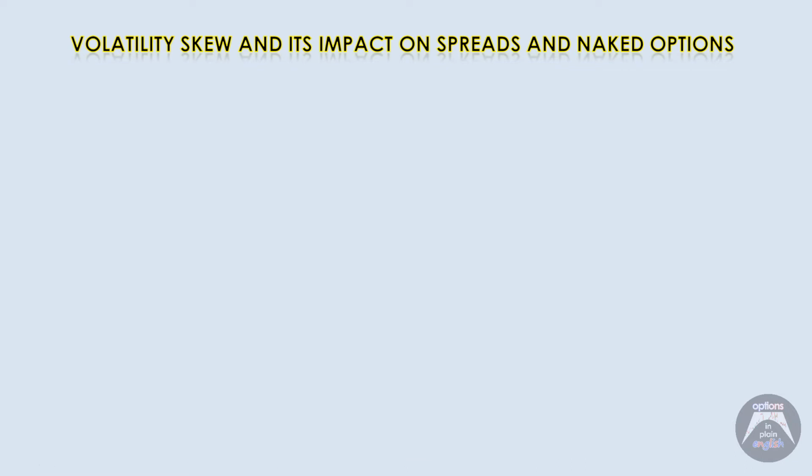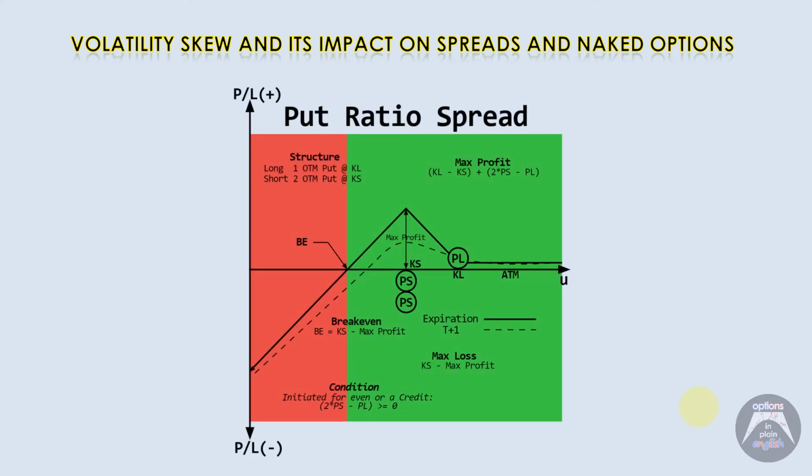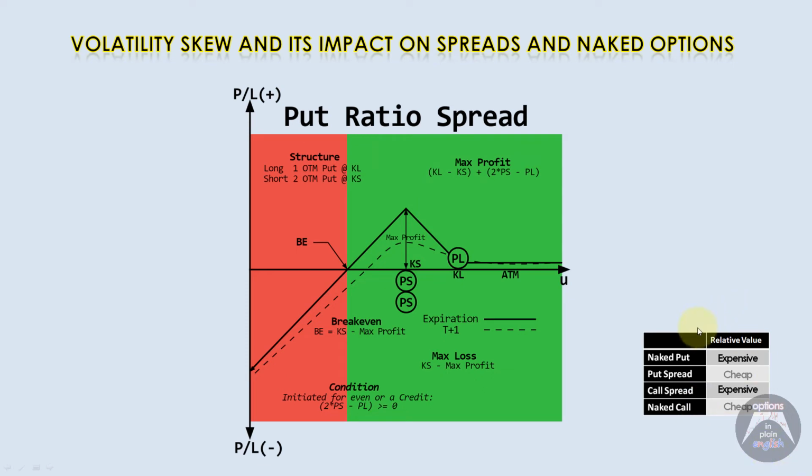Let's start taking a look at some of the strategies that take advantage of skew in order to try to get a little bit of edge based on skew. The first one we're going to take a look at is somewhat simple and straightforward. We're going to have our cheat sheet right here. So it's a put ratio spread. So what's a put ratio spread doing?